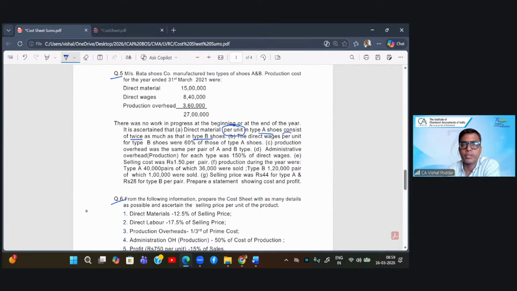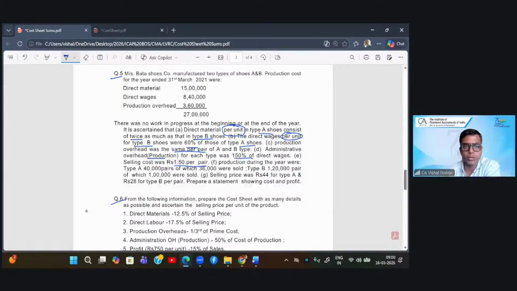Similarly, for direct wages, but which direct wages per unit? The type B shoe direct wages is 60% of the type A shoes direct wages cost. Production overheads is same per pair. Administrative overheads, which is administration related to production, is 150% of wages. Selling cost is 150 per pair. So all the three overheads are given straightforward. Our only working is majorly for material and labor.